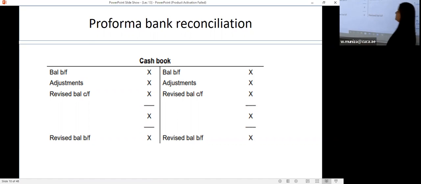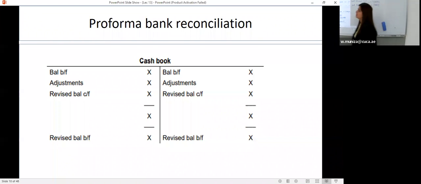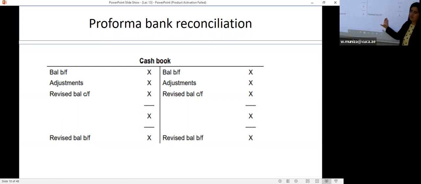And then you have to make the adjustments. After making the adjustments, if there are any errors or any kind of unrecorded items, after making all these adjustments, you are going to calculate the revised balance. If it's a revised credit balance, you have to write it on the debit side. If it's a debit balance, you are going to write it on the credit side.